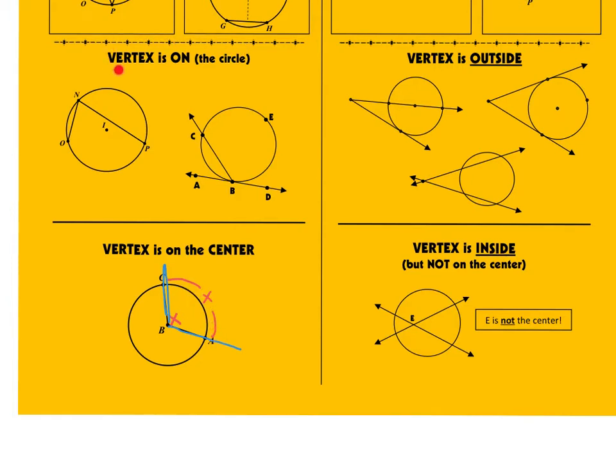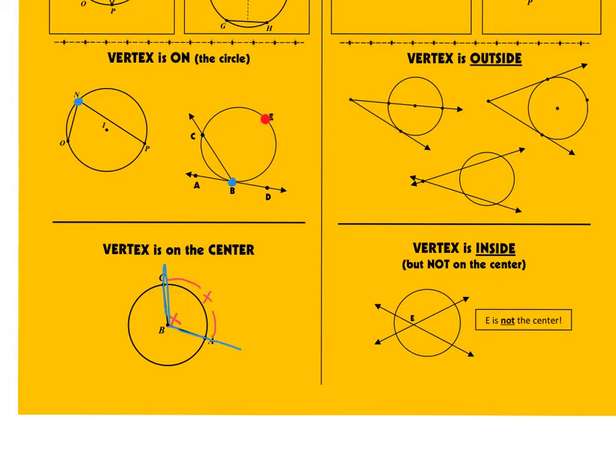Now what we're going to look at is what happens when the vertex of the angle is actually on the circle itself. So you can see in the two pictures that I have here, I have an angle with the vertex on the circle, and I have another angle where the vertex is on the circle. This angle here on the left is called an inscribed angle. An inscribed angle is when the vertex is on the circle and the sides of the angle are actually chords of the circle. This is where that vocabulary that we did earlier is really important. The sides of the angle are chords.